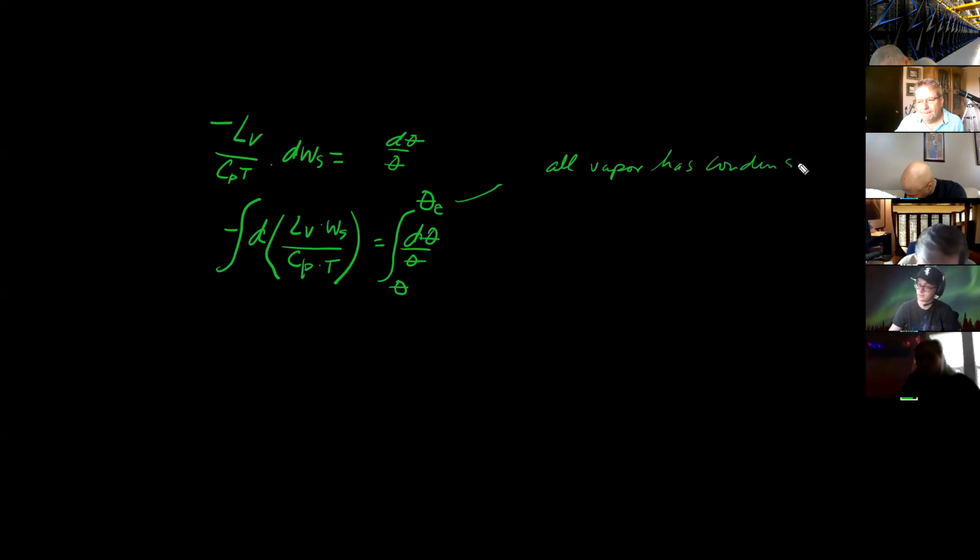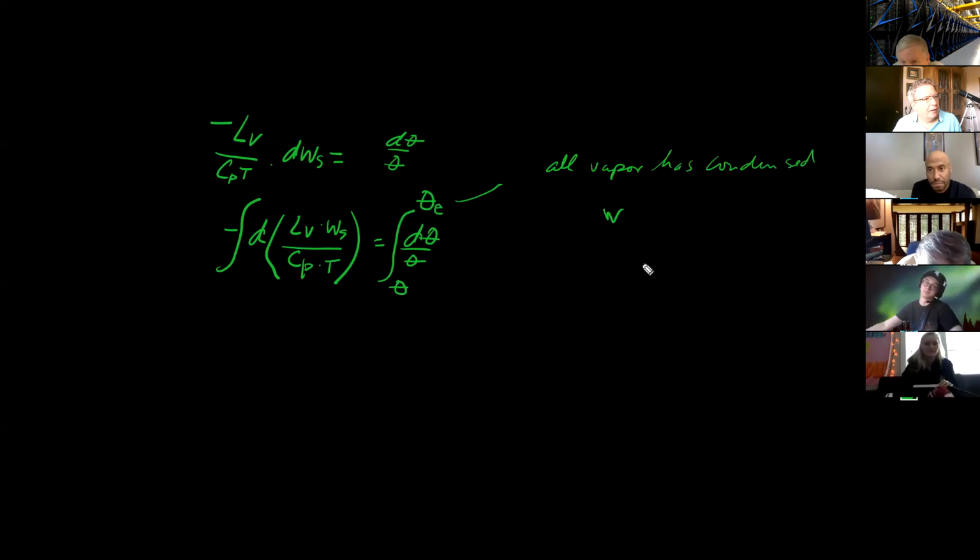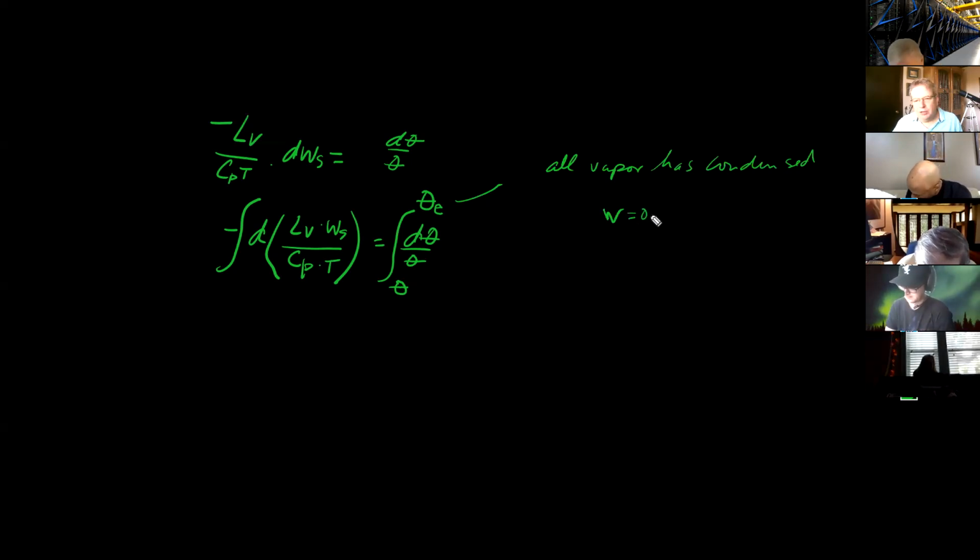So when all the water vapor has condensed, what is W? If all the water vapor is condensed, W would have to be 0. But the only way that W is 0 is if W sub S is 0.